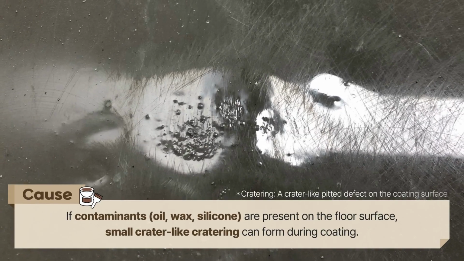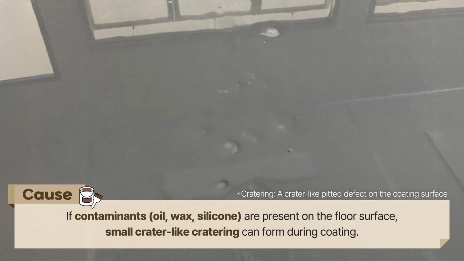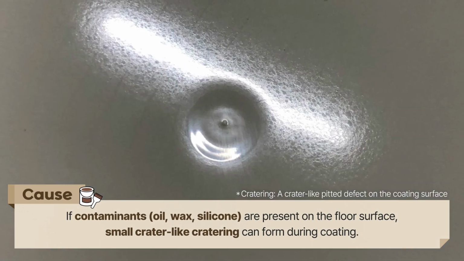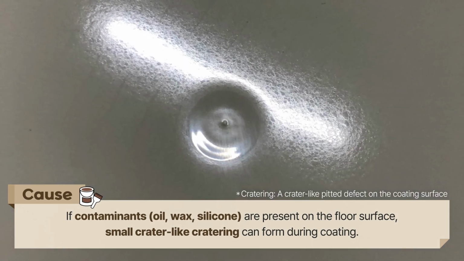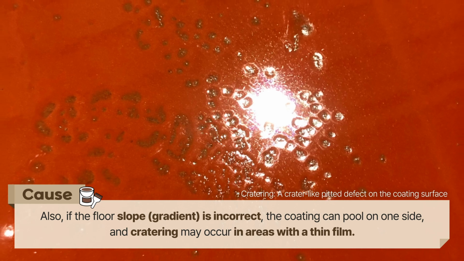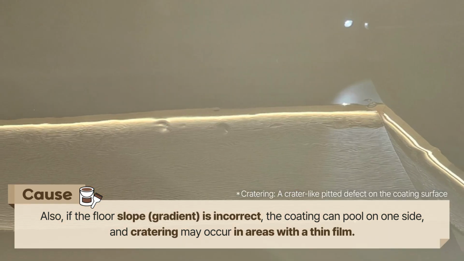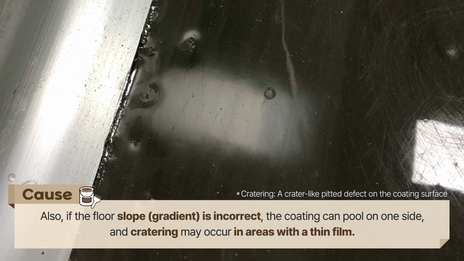If contaminants like oil, wax, or silicone are present on the floor surface, small crater-like shapes can form during coating. Also, if the floor slope is incorrect, the coating can pool on one side, and cratering may occur in areas with a thin film.